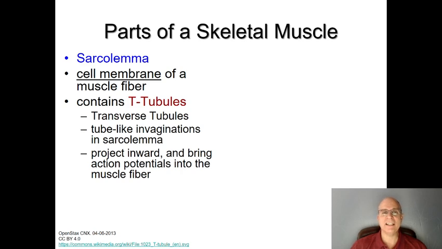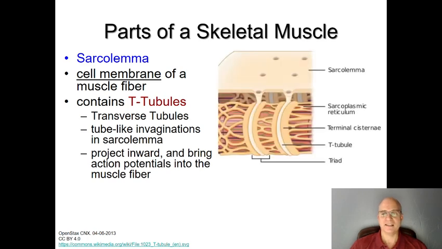And the letter T here means transverse. So within the sarcolemma of a muscle fiber, we have T-tubules or transverse tubules. And the definition for it is a tube-like invagination in the sarcolemma. What this means to us is if here you see the cell membrane of a cell, there's essentially this pinched-in area. And if you notice, this pinched-in area is going to go deep into the cell.